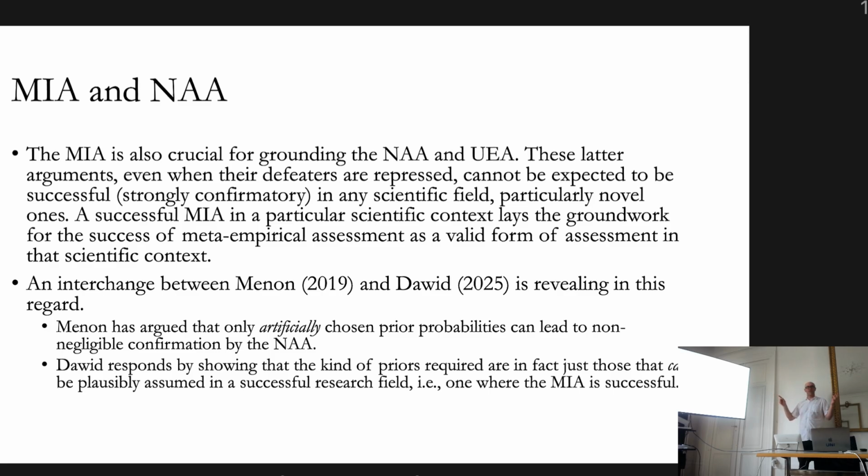So David wrote a response recently, it just came out not too long ago. And his response was to say, yeah, that's an interesting point, but it's not as artificial as it looks to have prior probabilities that have this particular pattern. In fact, the kind of priors required for non-negligible confirmation for the NAA are exactly those that would be plausibly assumed in a successful research field. And that is one where the meta-inductive argument is successful. And so in fact, the criticism supports the very point that Richard thinks is essential for understanding the role of the MIA as a ground for the other meta-empirical arguments. Okay? So it's an interesting interchange to look at, to see how the reasoning is meant to be coherent and convergent.